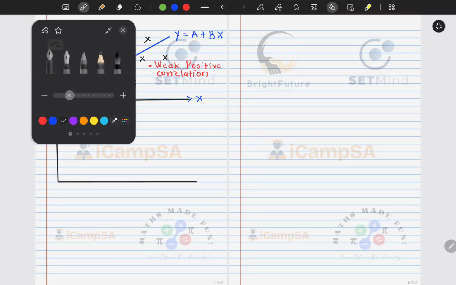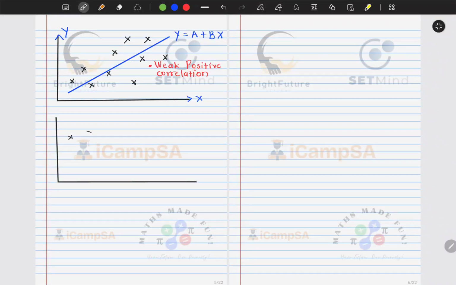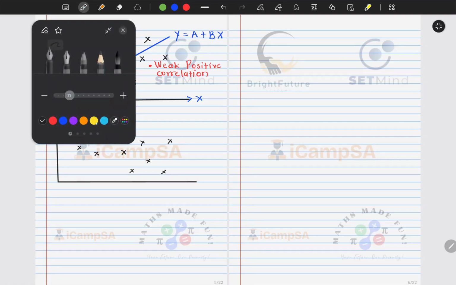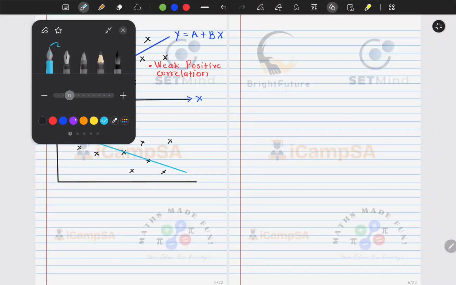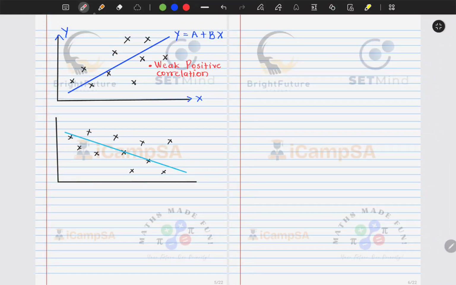Right. Then let's assume we have another case where we have our data, looking something like this. If you look carefully, if you try and draw a straight line, it really doesn't fit this data. So what this means is we have a weak correlation. But look at the slope. This is a negative slope, okay? So we will have a weak negative correlation.